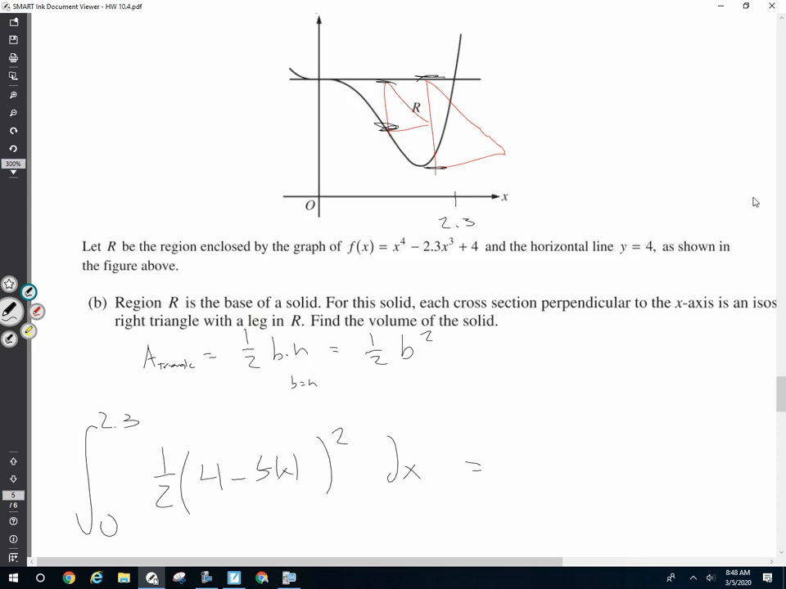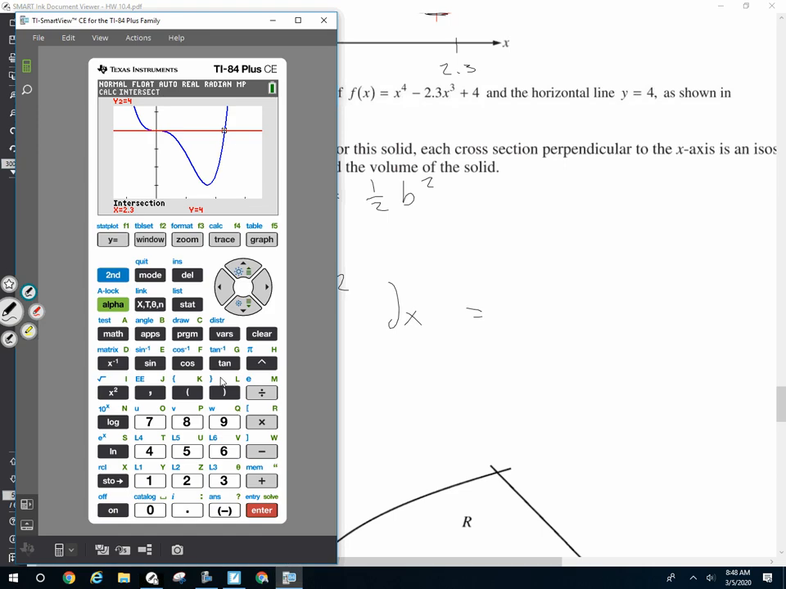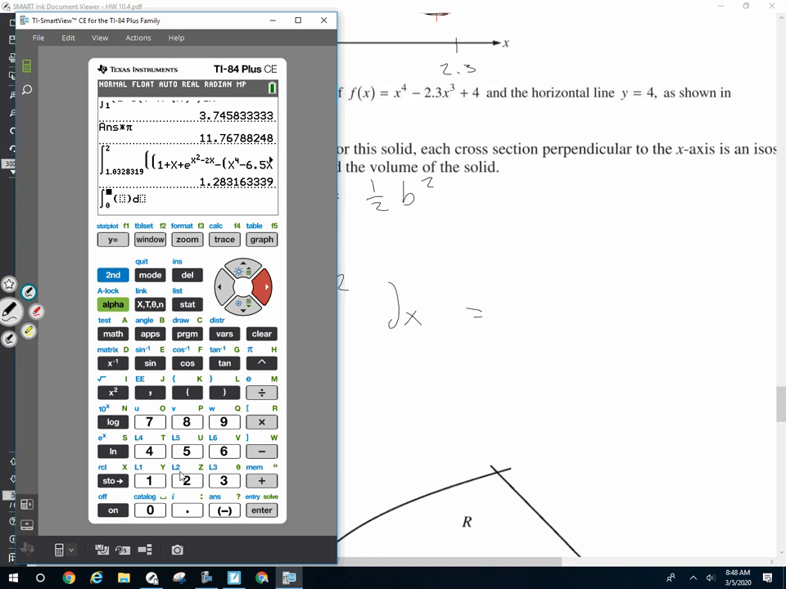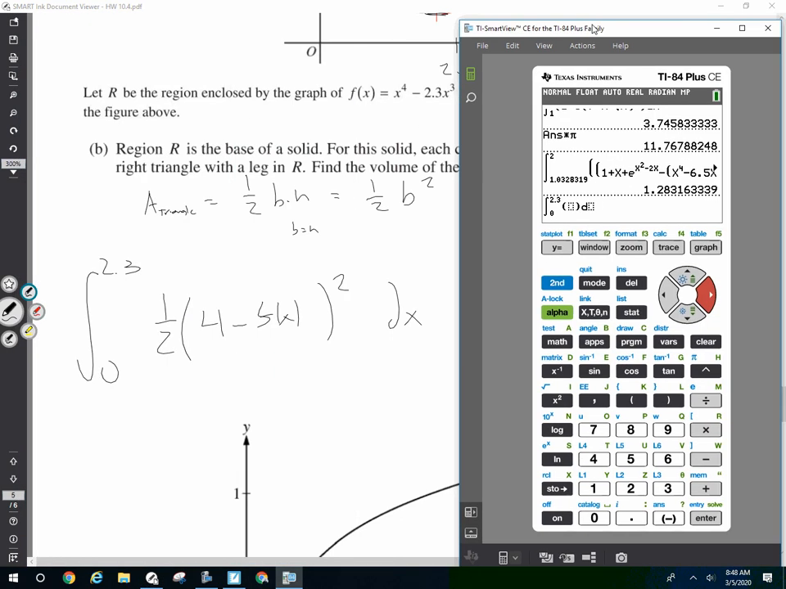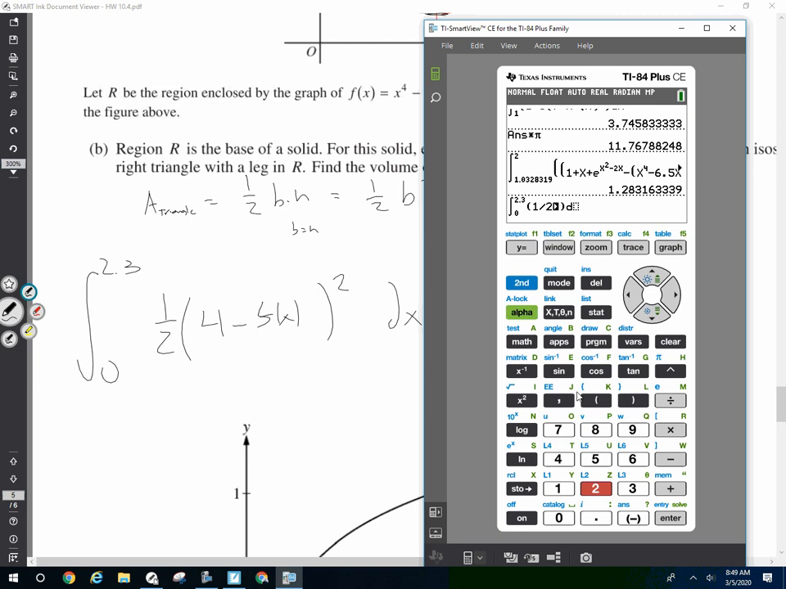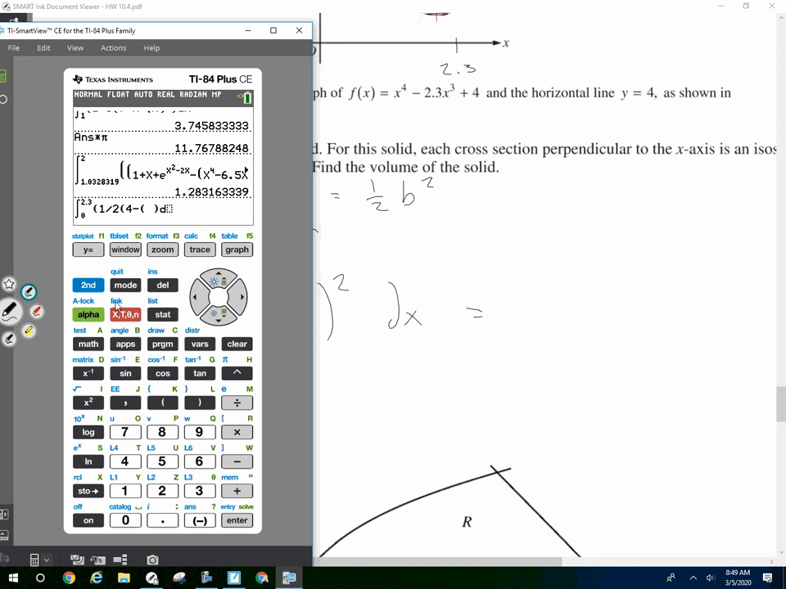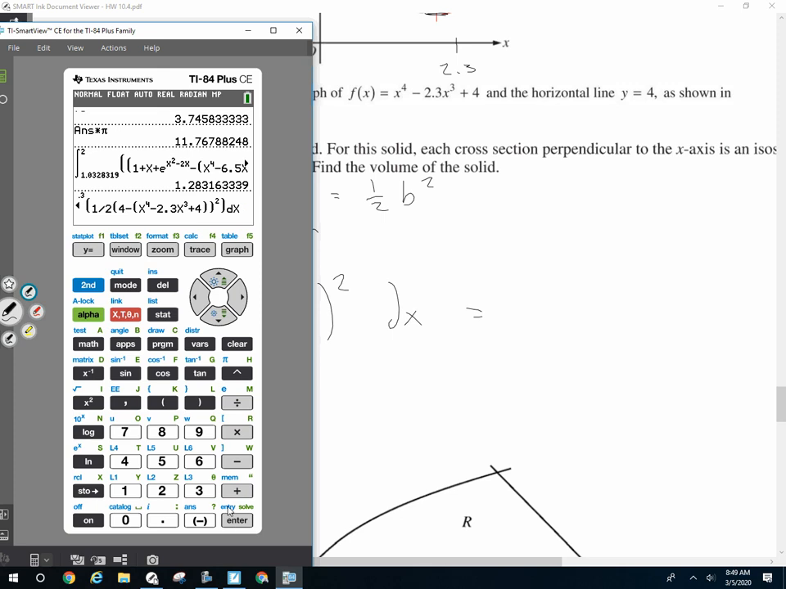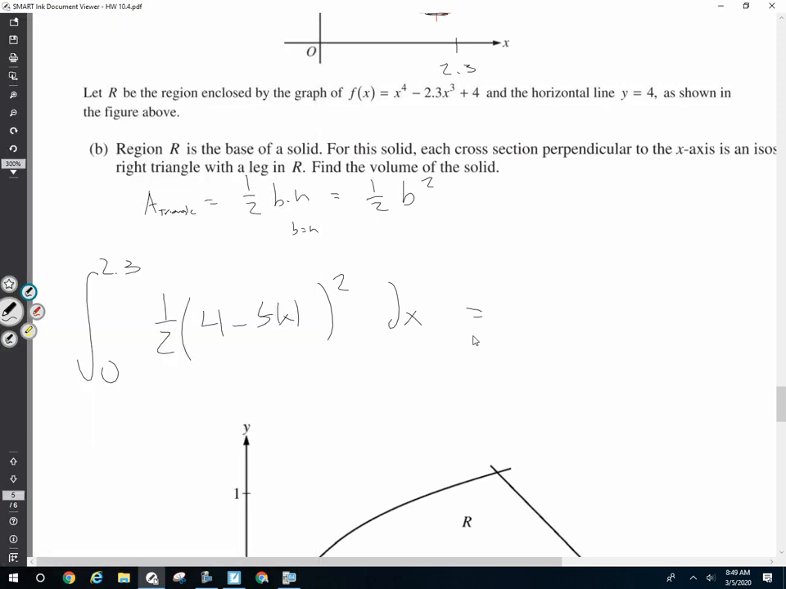All right, and then they ask you to find the volume, so you have to type this into your calculator. Math 9, 0 to 2.3 of 1/2 my base lengths, 4 minus, again, I'm subtracting the entire f, x to the 4th minus 2.3 x cubed plus 4. That's subtracting the f. This is closing the parentheses, squaring that, dx. 3.573 or 574.